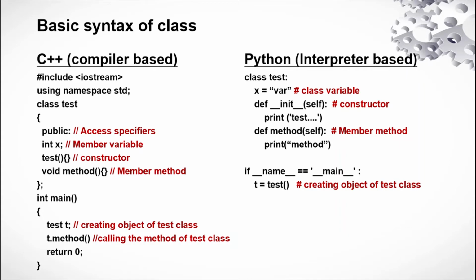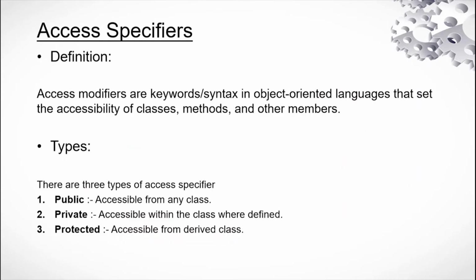And in C++ we use curly braces for specific blocks, and Python is indent based. In C++ we use the main function, and in Python if we don't use any indent it will automatically be considered as main, and we also use this type of syntax to mark the main code, okay. So I request you please pause the video to see this syntax difference if you don't already know it. So yeah, let's start with access specifiers.